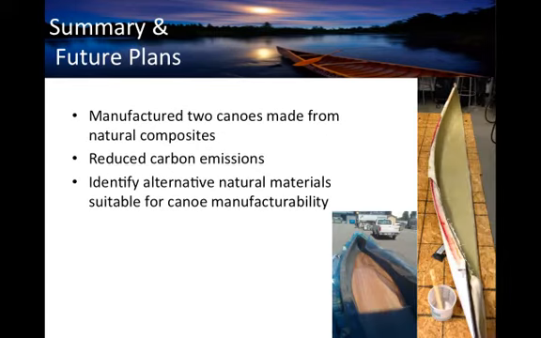So summary and future plans. I manufactured 2 canoes made from natural composites, as well as reduced the carbon emissions in the actual manufacturing process, and obtaining all these materials reduced the carbon emissions as well. And thirdly, I want to identify alternative materials that are natural and suitable for canoe manufacturability. This kind of goes into what I was talking about earlier, finding materials with similar properties as carbon fiber, with similar weight ratios, to give you that performance and weight advantages.